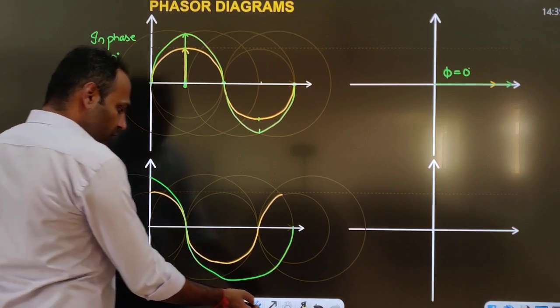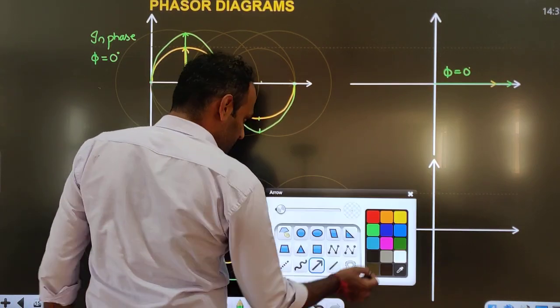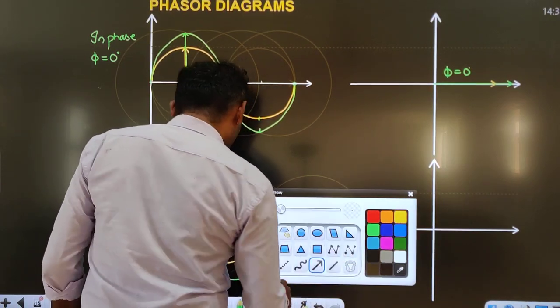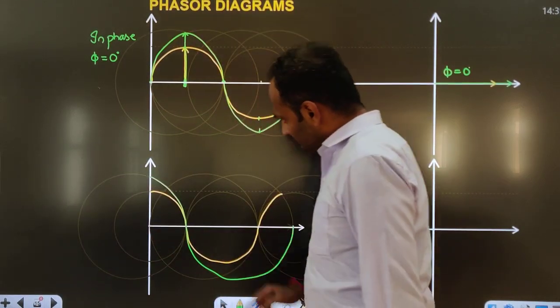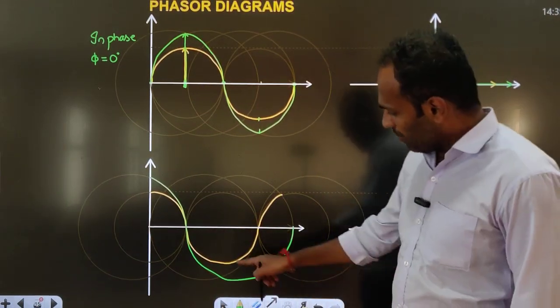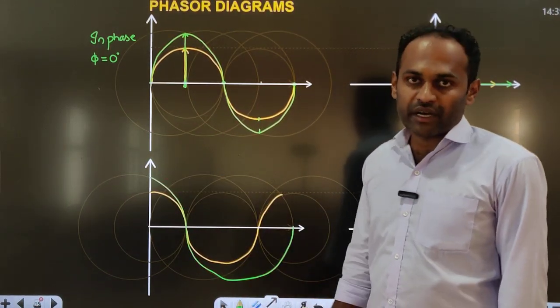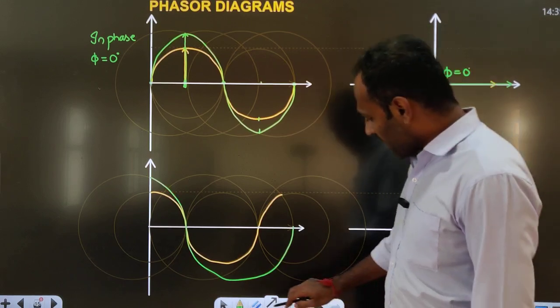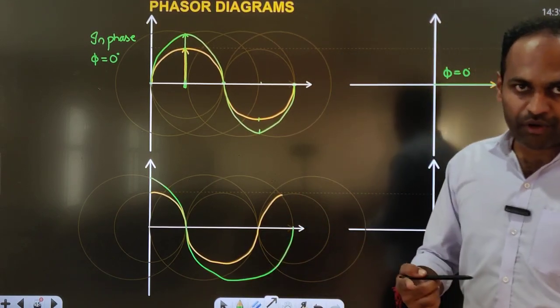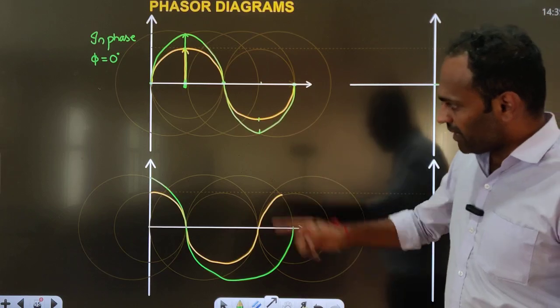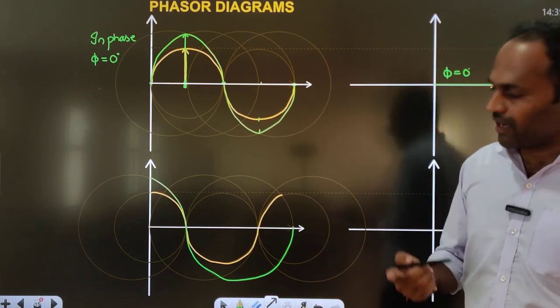See, now if you want to draw the vector diagram, I mean the phasor diagram for these, we'll draw it like this. First thing, is the amplitude of both the vectors the same? No, the amplitude of both the vectors is different. So the length of the vectors has to be different, because the amplitudes are different.